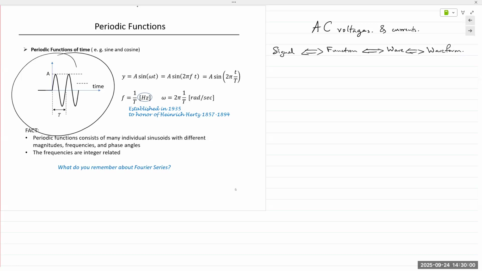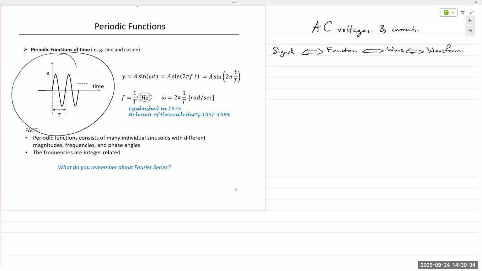Well, they're known as periodic functions because the value of these functions, the value of these voltages, the value of these currents is different at any given point in time. If we make a plot or a graph of the value of these signals as a function of time, they follow a certain pattern. If the pattern looks like a square wave, we call it a square wave.